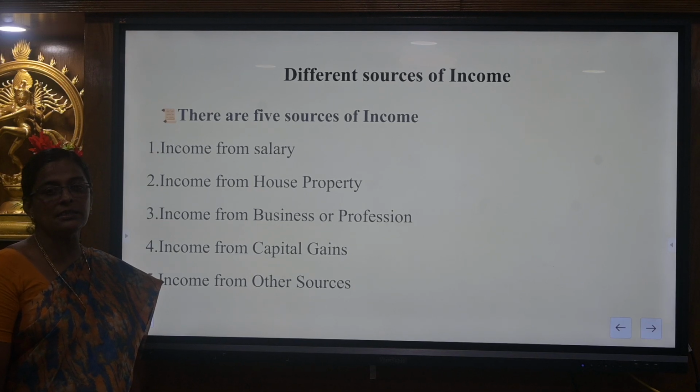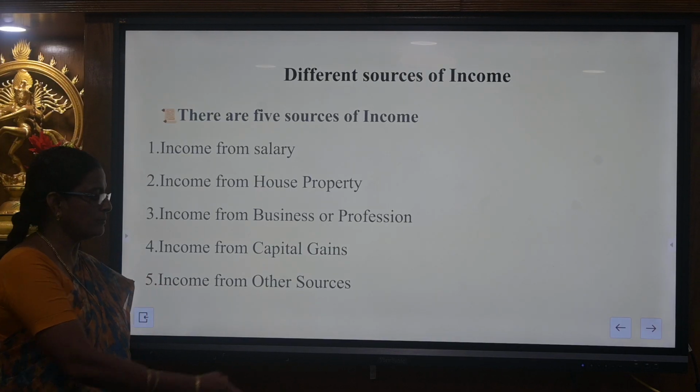Income from capital gains is a gain which has been received from investment. It may be short term or long term. Income from other sources is the income which does not come under the above 4 categories, and comes under the category of income from other sources.